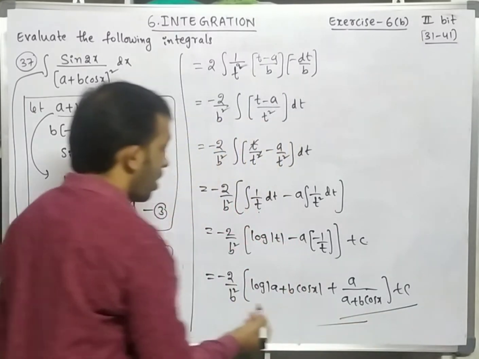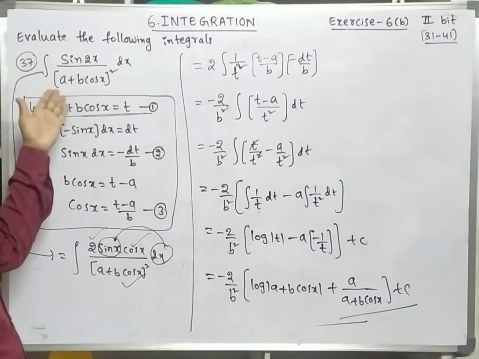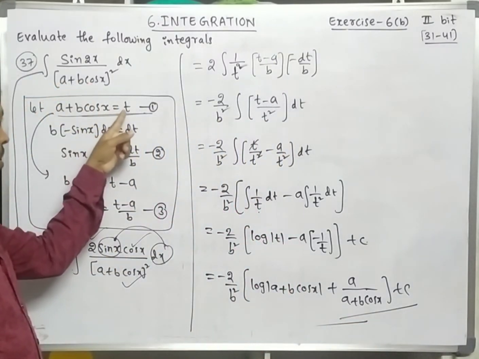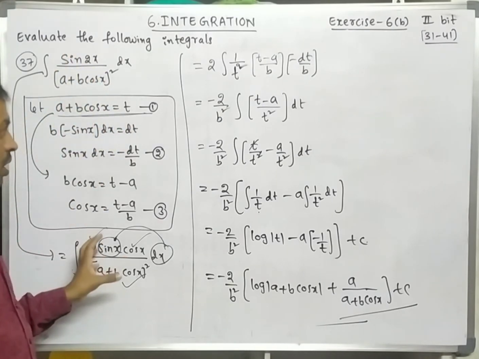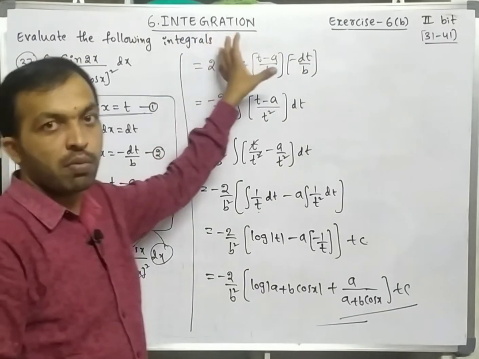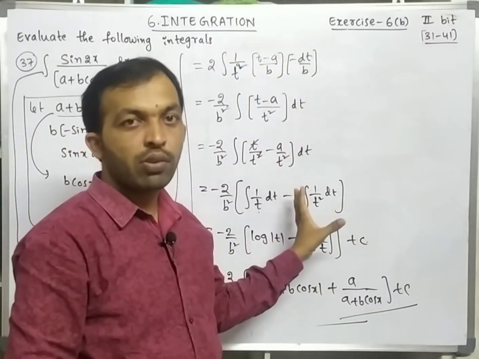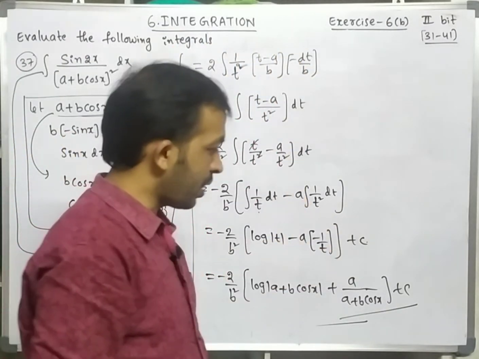Now this is the answer. Okay, simple. Just a plus b cos x is equal to t, substitute. Here the sin 2x formula is 2 sin x cos x. So convert all terms in terms of t, then do the integration, then again convert it into x.